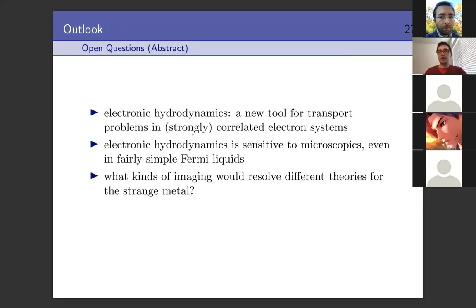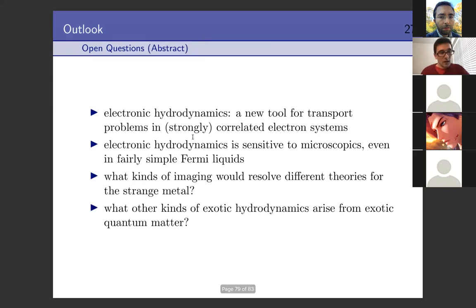A more forward-thinking question, but one that I could bring up, is what kind of imaging experiments, now that we've seen that we can image transport phenomena directly, what kinds of information do we have access to that were hidden previously, just in bulk resistivity? And then lastly, one forward-thinking question is what other kinds of exotic hydrodynamics arise from quantum matter? I wrote a paper recently, for example, on constrained quantum dynamics and subdiffusion that arises in those systems.